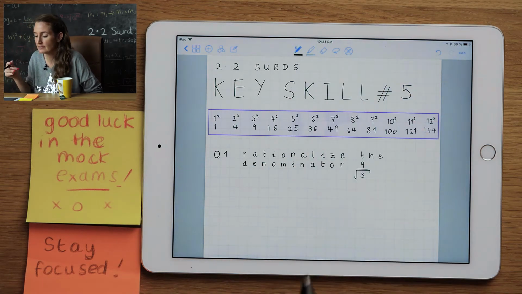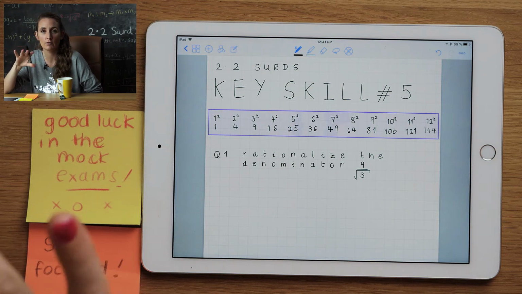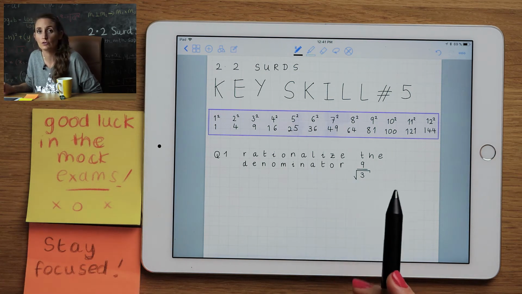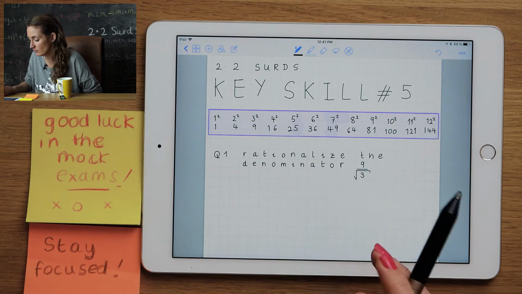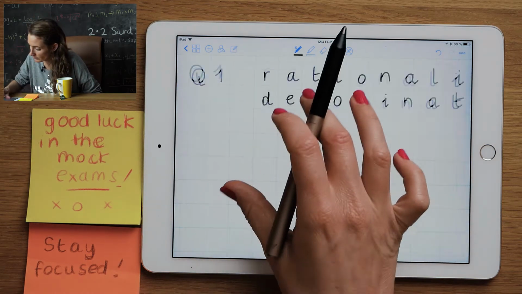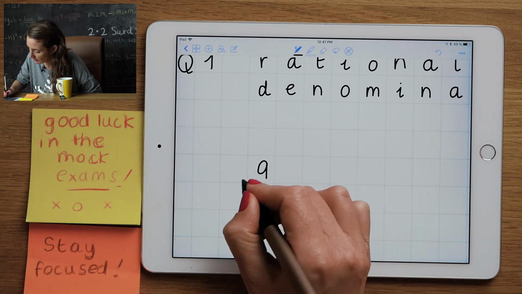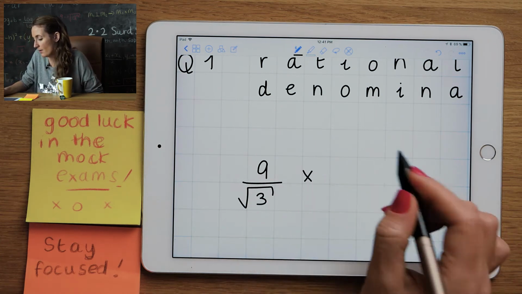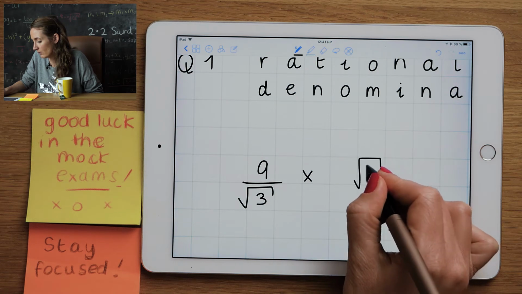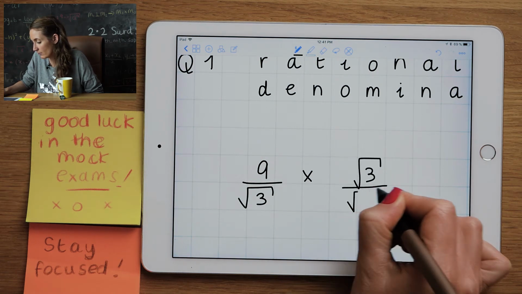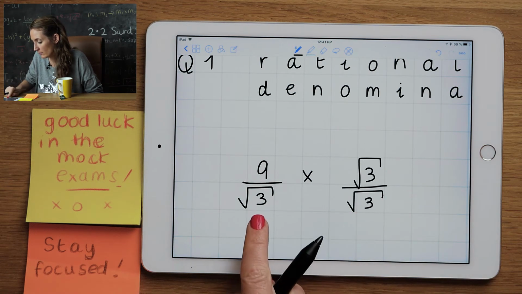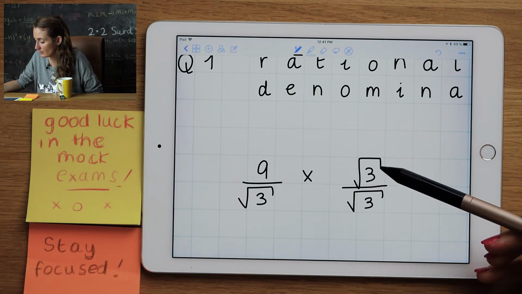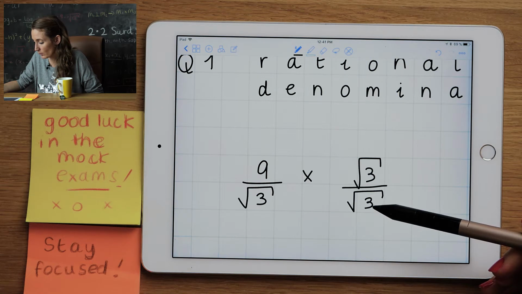So what that means is you should not have any square roots whatsoever on the bottom line of a fraction, or the denominator. That's what the bottom of the fraction is called. So what we do is we take our fraction, 9 divided by square root of 3, and we times it by square root of 3 divided by square root of 3. So square root of 3 is the bottom of our fraction. That's where we got that from.